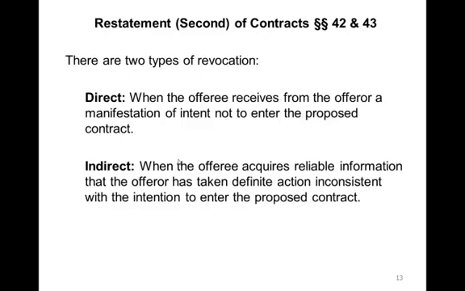You can also have an indirect revocation, and that's when the offeree acquires reliable information that the offeror has taken definitive action inconsistent with the intention to enter the proposed contract. Go back to the painting the house example. I say to you, I'll paint your house starting June 1st, finishing June 7th for $3,000. You say, let me think about it. A couple of days later, you find out that I am going to be out of town from June 1st through June 10th.